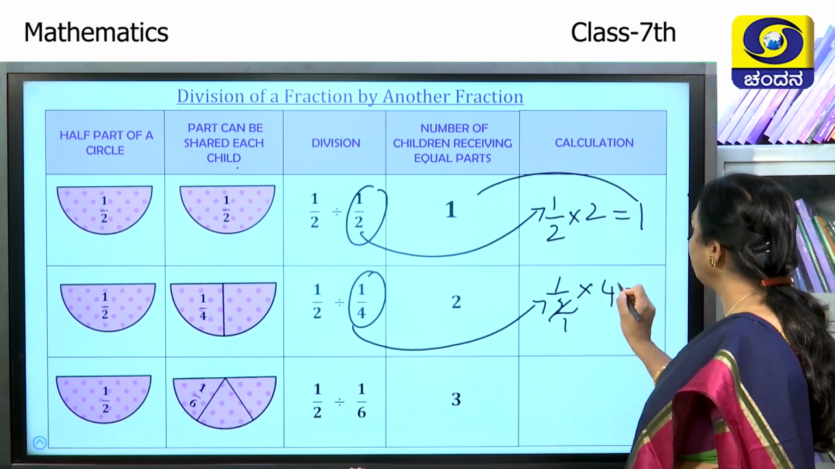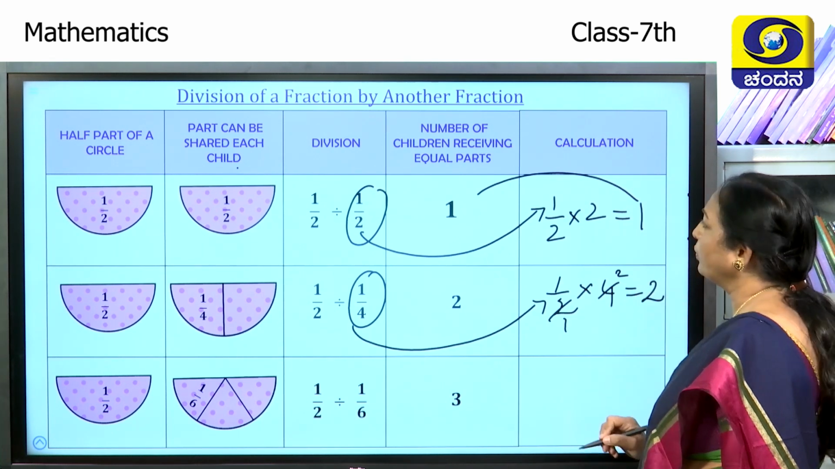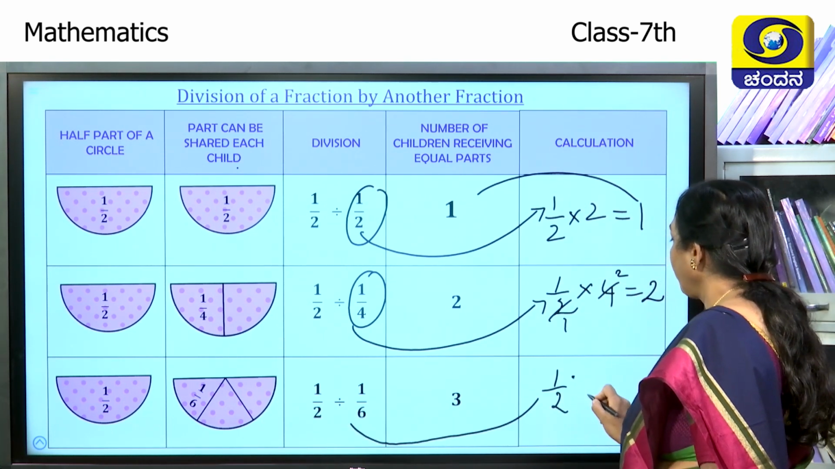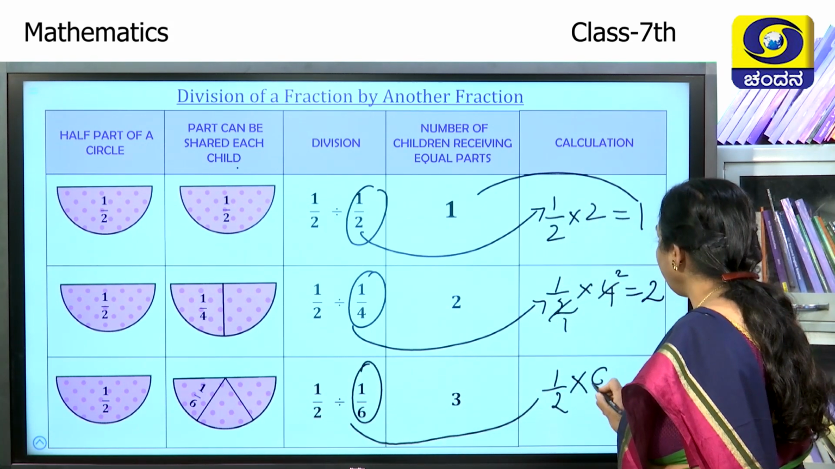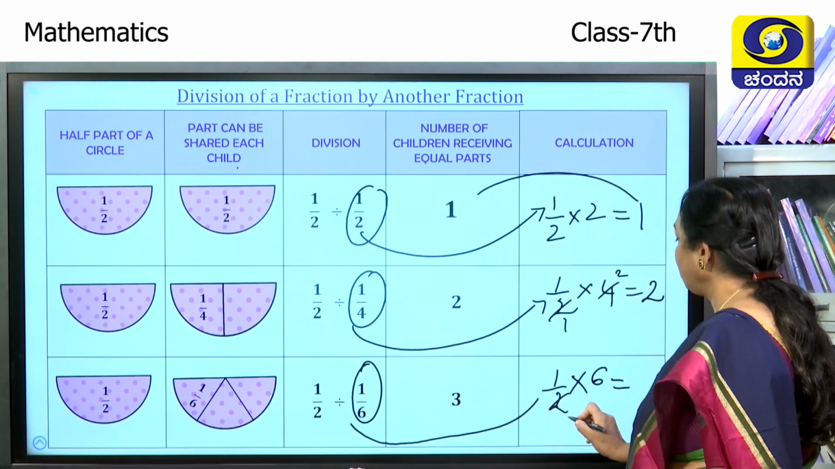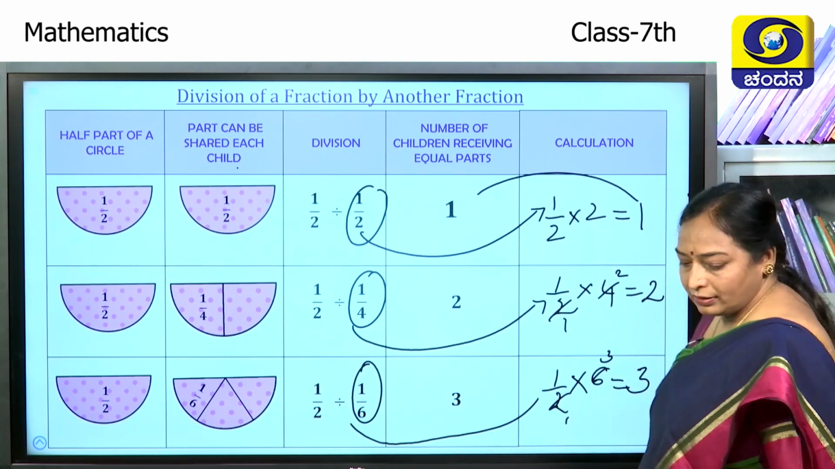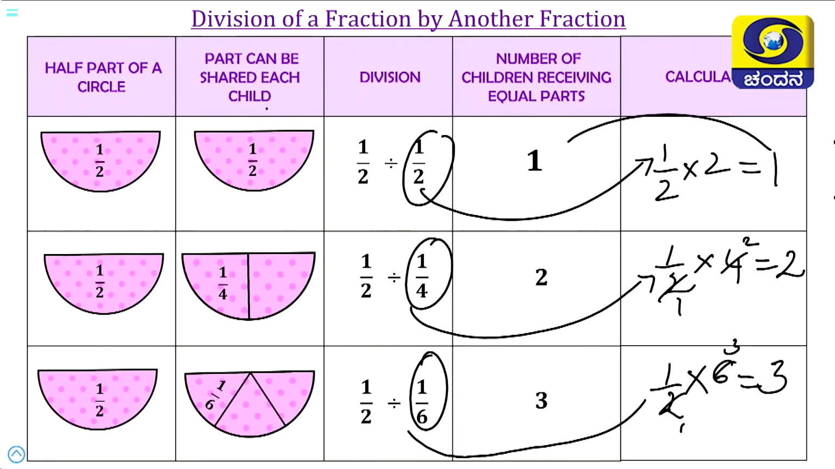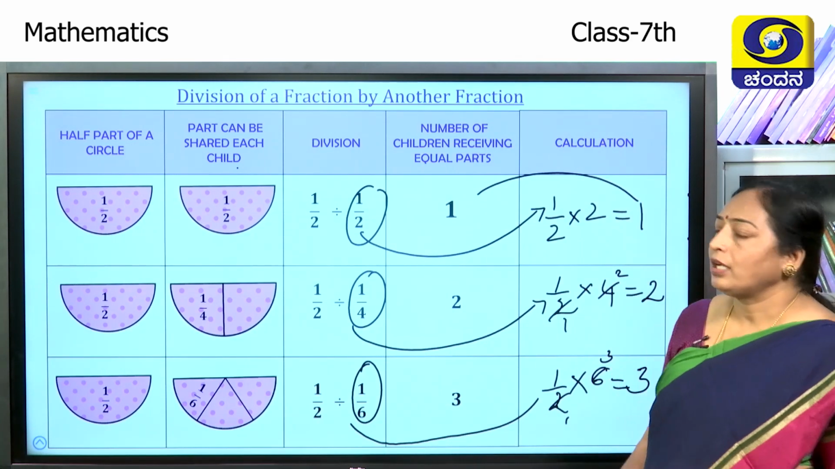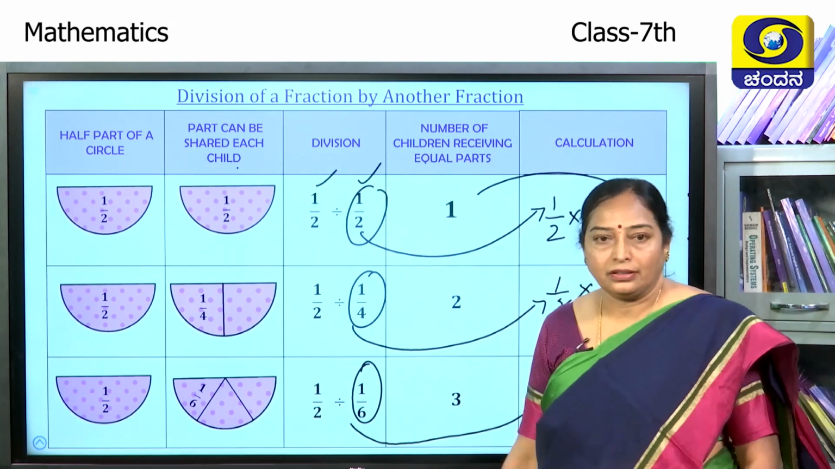2 ones are 2, 2 twos are 4, multiplying the numerator we will get 2. 1 by 2 multiplied by the reciprocal of 1 by 6, that is 6 by 1. 2 ones are 2, 2 threes are 6, we will get 3. From this activity, we understood how to divide a fraction by another fraction.